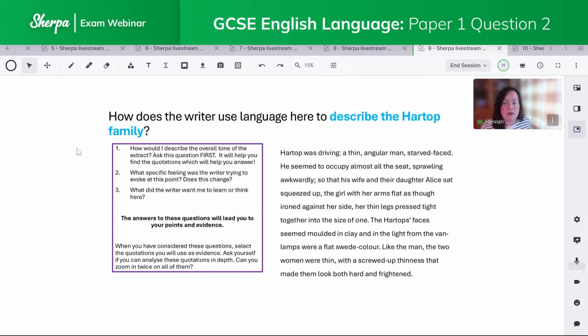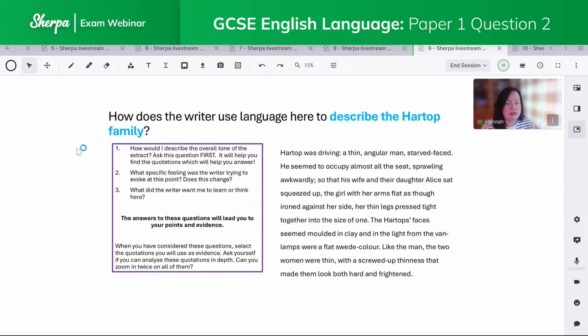So number 1, how would I describe the overall tone of the extract? I should ask that first because it's going to help me find the quotations which are going to help me answer. So, "Hartop was driving, a thin, angular man, starved-faced. He seemed to occupy almost all the seat, sprawling awkwardly, so that his wife and their daughter Alice sat squeezed up, the girl with her arms flat as though ironed by her side, her thin legs pressed tight together into the size of one."